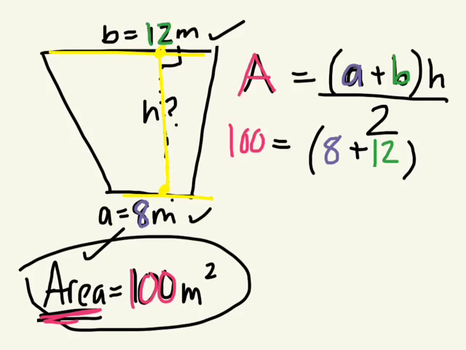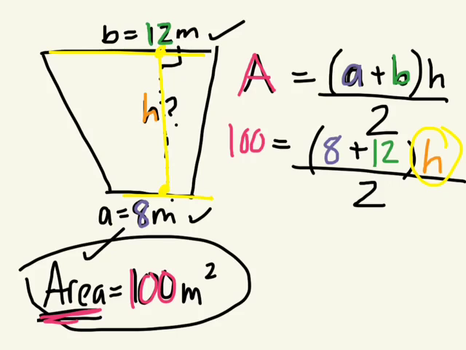Do we know the height of the trapezoid? No, that's our unknown. So in order to solve an equation, you must have only one unknown. All of this is divided by 2. Well, we're going to have to use BEDMAS and we're going to have to isolate our variable. In this case, it's h.